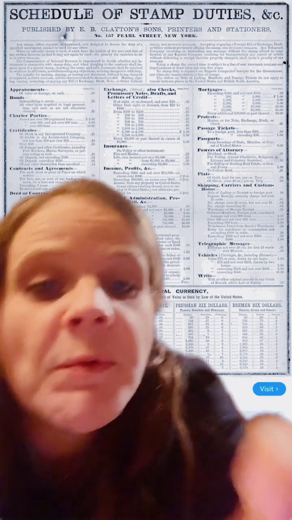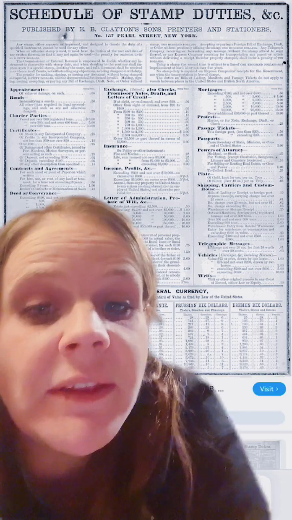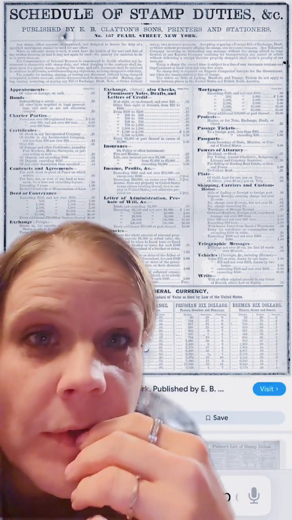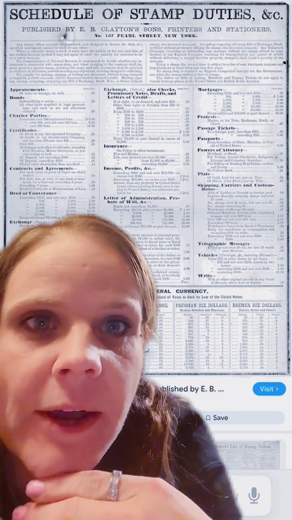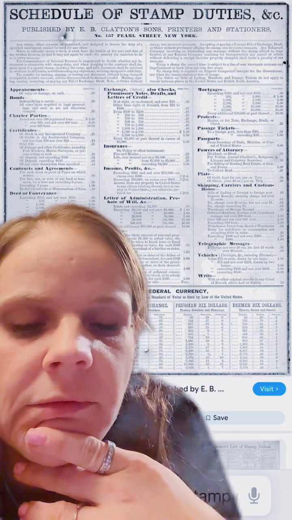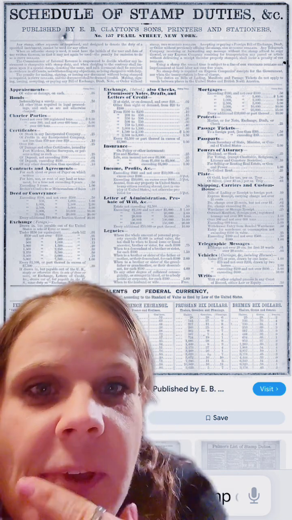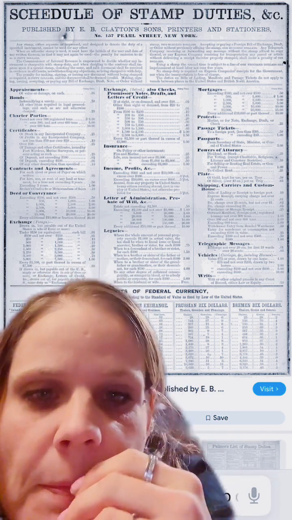Yes, and every one of these, anytime you put a stamp on anything, you have to initial it and date it. Or it's null and void. It doesn't count. You have to sign it on the stamp.